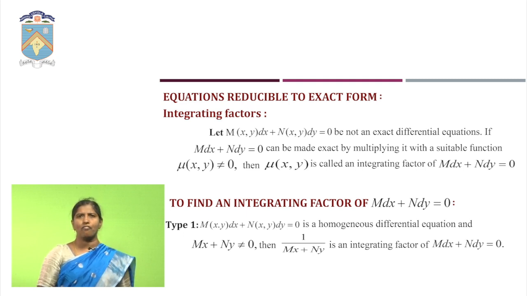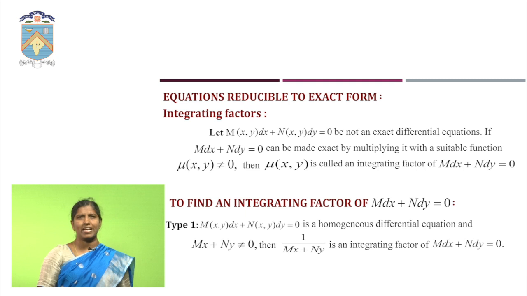So we have different methods to find the different integrating factors to make an equation exact. So how do you find them? First of all, we'll be using one method here. Type 1: m of x comma y into dx plus n of x comma y into dy, that means m dx plus n dy, if it is a homogeneous differential equation. What is meant by a homogeneous differential equation? The orders should be the same. That means if the power of m and the power of n are equal, then it is called a homogeneous differential equation.